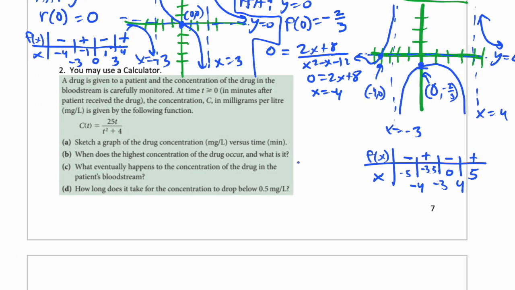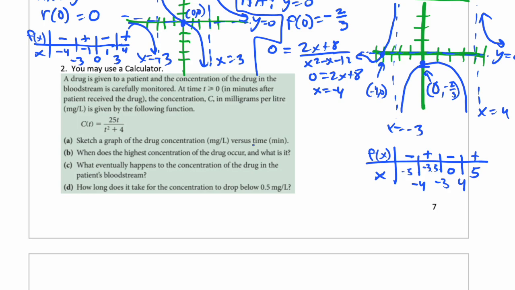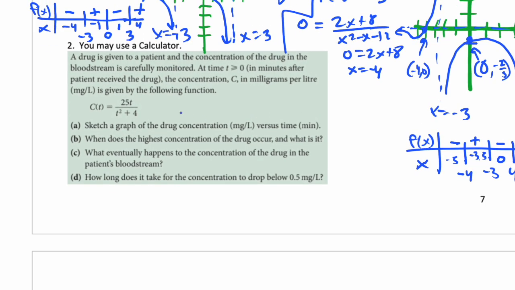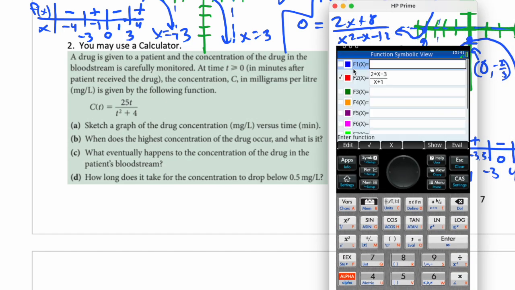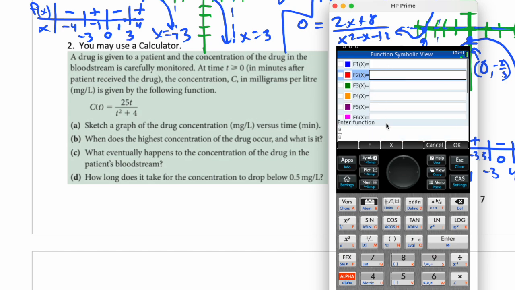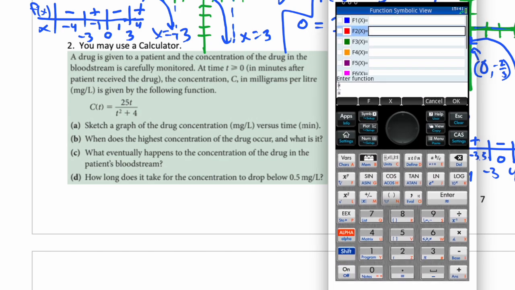shape is what matters. Okay, next we're going to do this kind of like a real-life problem where you have an asymptote involved. We have C as the concentration of drugs at time t, given by this equation. Sketch a graph of drug concentration versus time. So we can do that on our calculator. Let's go to apps, functions, and type that in. I'll type in 25x over x squared plus 4.